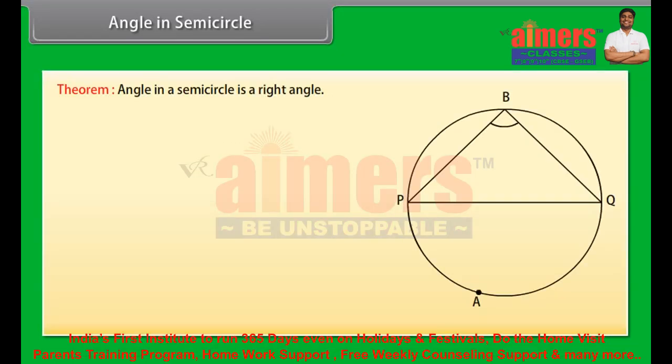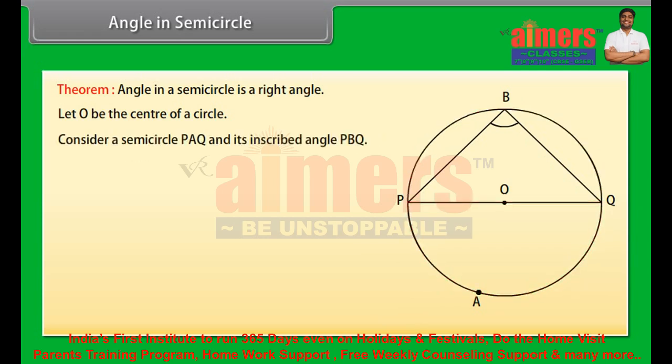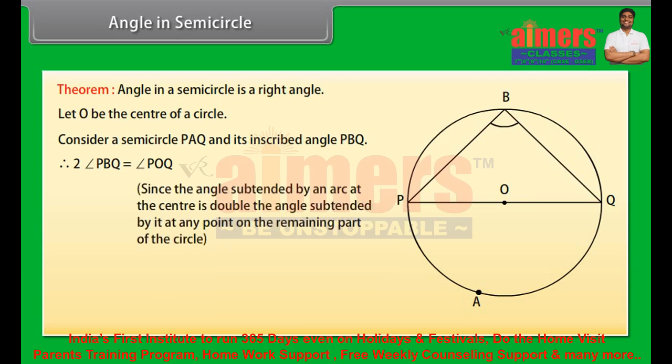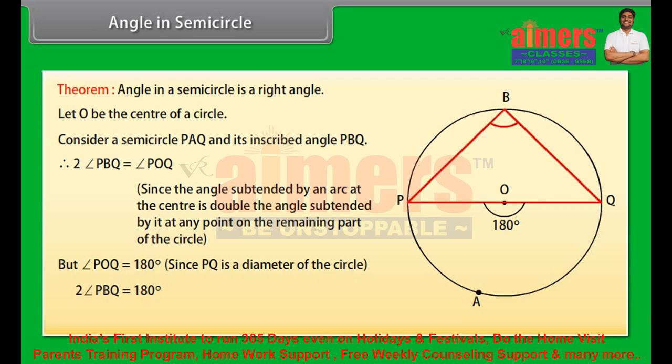Angle in a semicircle. Theorem: Angle in a semicircle is a right angle. Let O be the center of a circle. Consider a semicircle PAQ and its inscribed angle PBQ. Therefore, 2 angle PBQ is equal to angle POQ, because we know that the angle subtended by an arc at the center is double the angle subtended by it at any point on the remaining part of the circle. But angle POQ is 180 degrees because PQ is the diameter of the circle. So 2 angle PBQ is equal to 180 degrees. Therefore, angle PBQ is 90 degrees.